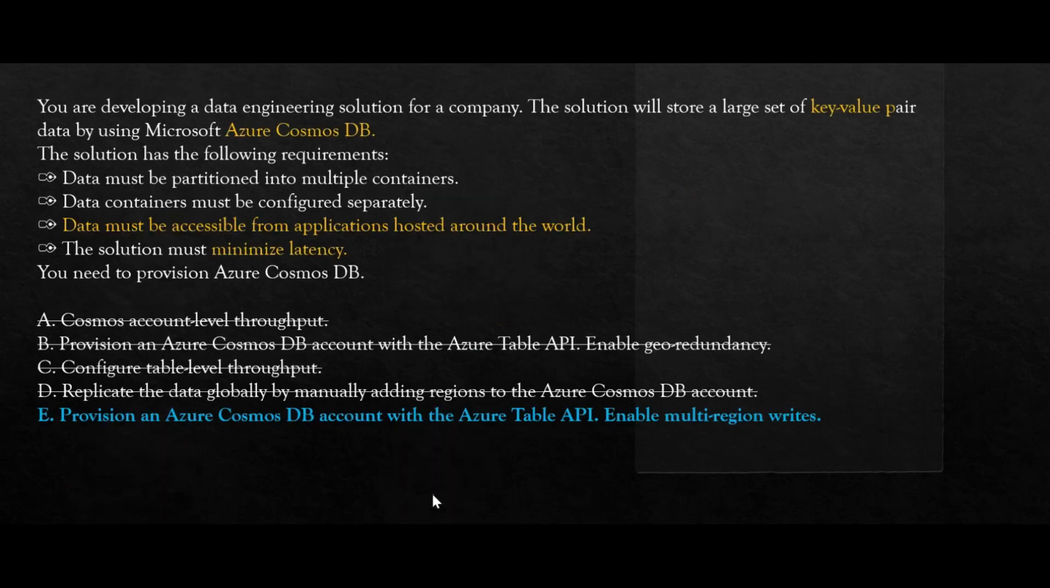So we will lock our answer here. Option E is the right answer. Let's move to the next question.